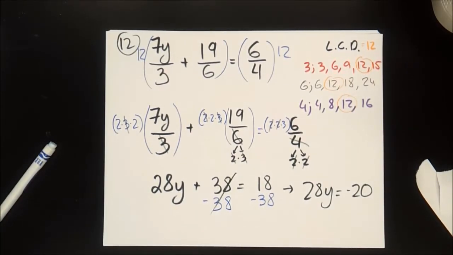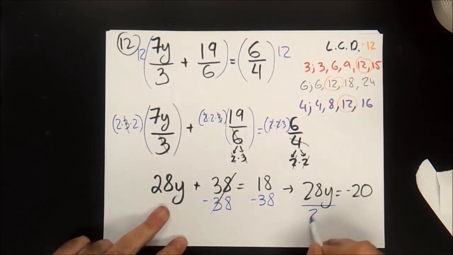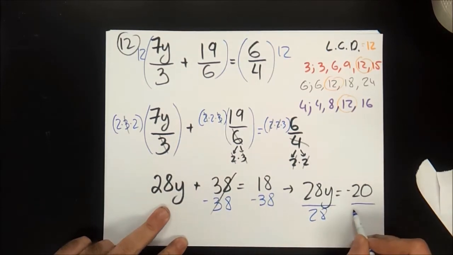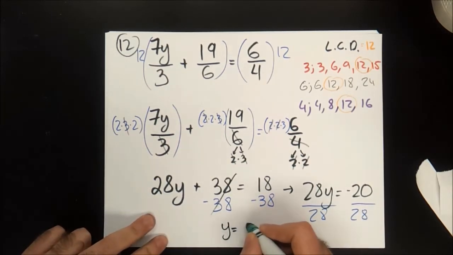Alright, then all I've got left, unless I did something wrong here, I'm looking, and it doesn't look like there's anything wrong here. No, that looks all right. Yeah, then I just divide both sides by 28. And my answer doesn't look very pretty, but that's okay. y is negative 20 over 28.